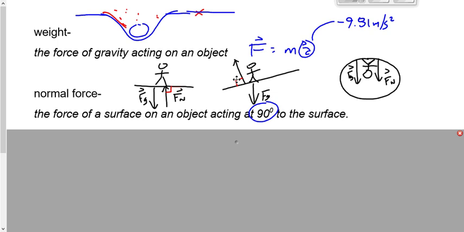We feel the normal force. It's not gravity we feel. It's the normal force we feel as weight. Okay? Weight is gravity, but we don't feel weight. We feel normal force. Normal force and weight often end up being the same, but not always do they end up being the same.